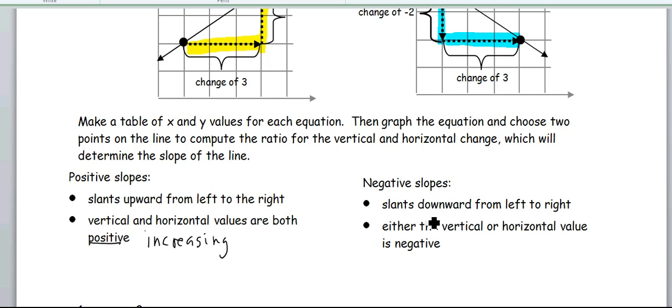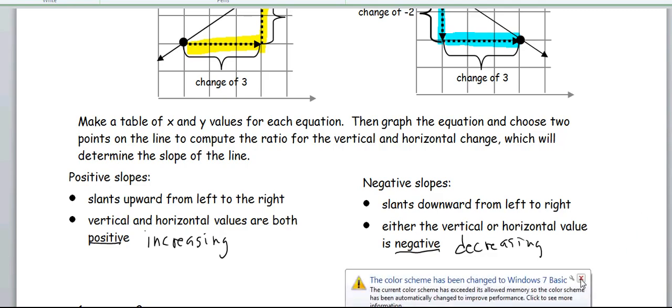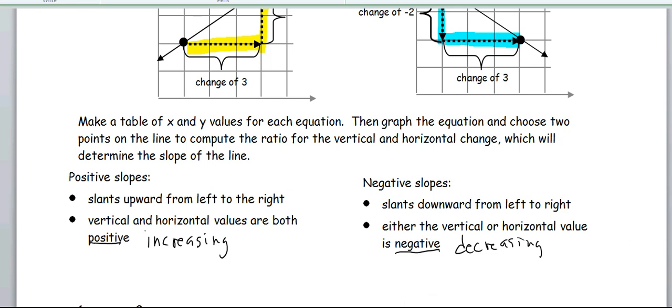And negative slopes, they slant downward from left to right, and the horizontal or vertical values, instead of negative, I want you to think about decreasing. Okay? Decreasing. Because you can have all positive values, but if one of them decreases, then it is a negative slope. If one increases and the other decreases, that is a negative slope.